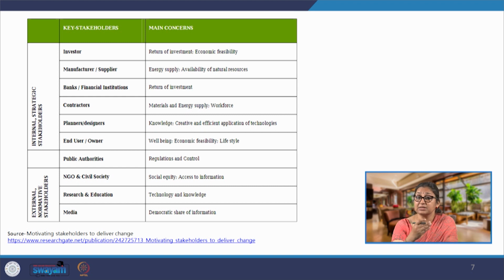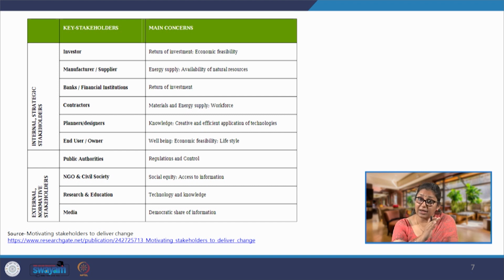Contractors require this continuous supply of materials and energy and also workforce. Designers and planners need to have the knowledge base updated every now and then. They have to be creative, and there has to be an efficient application of the knowledge and technologies that they have understood, they have read about. For the user, it is about well-being, also economic feasibility and optimization of the economics along with health and well-being and overall lifestyle.